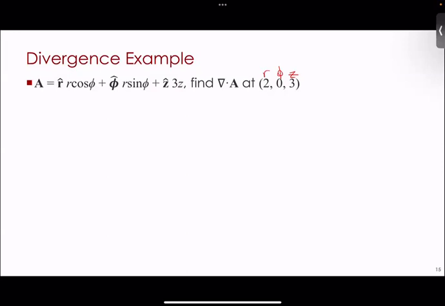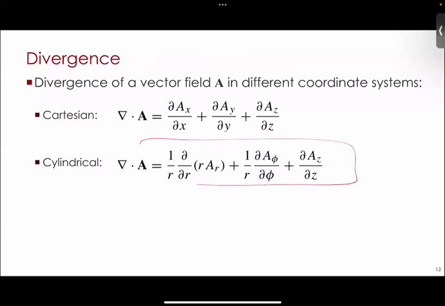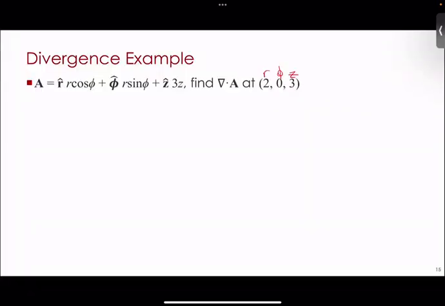Okay, what do we got to do? Well, you first identify it's cylindrical. Pop back. Cylindrical, divergence, boom, I've got a formula on my formula sheet. What's in this thing? Well, we need to know what Ar, A phi, and Az are. So let's go back to it. Ar, A phi, and Az. What would Ar be? r cos phi, it's the junk next to r hat, right? What would A phi be?